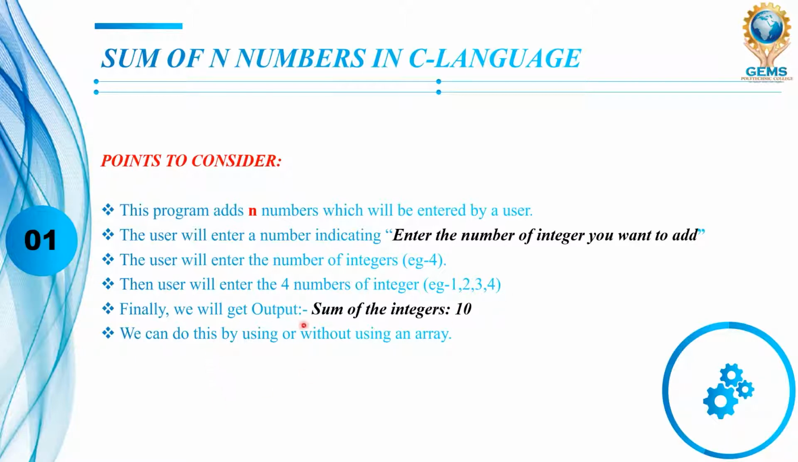Finally, the output will become like sum of integers equal to 10. How did it come to 10? So 1 plus 2 becomes 3, 3 plus 3 becomes 6, 6 plus 4 equals 10. So these are the points we have to keep in our mind, and based on these points only our coding will work out. We can write this program with using the concept of array, or without using the concept of array we can do it.